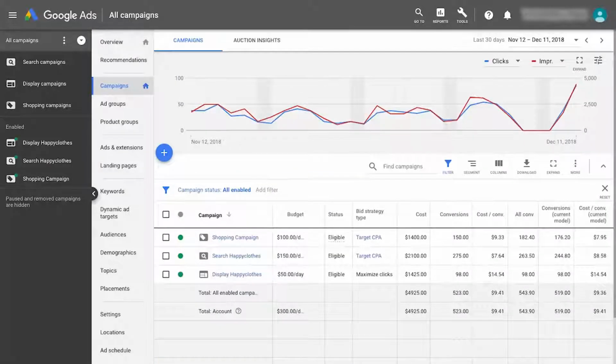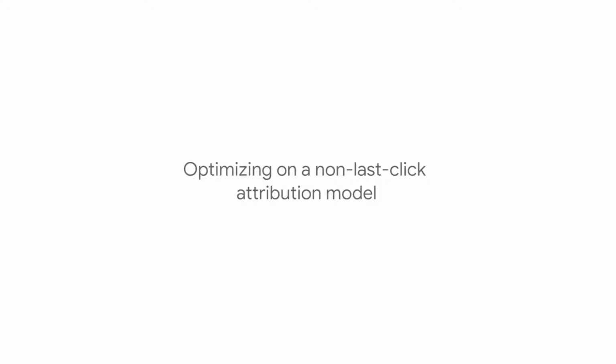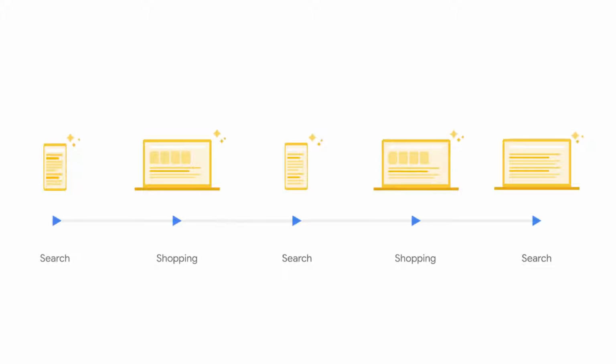This way you can still compare account performance from month to month or year to year. When comparing time periods before or during the attribution model change, always use the Current Model column. Non-last click models give credit to all clicks throughout a customer's conversion path on the search and shopping network.